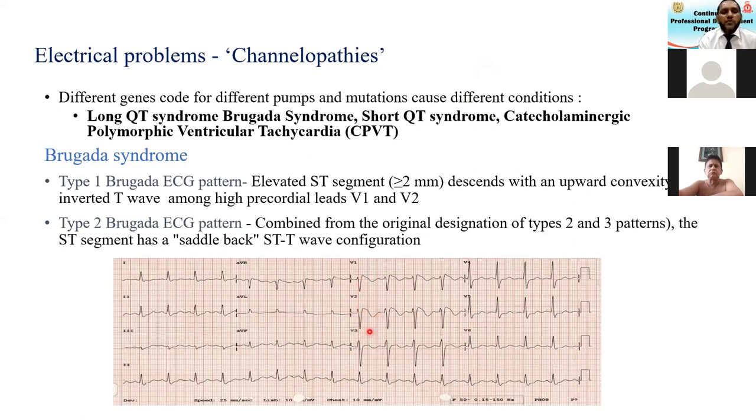In V1, V2, V3, there's an ST elevation, which could be either coved in type 1 or saddleback in type 2, followed by T inversion. It's a prominent feature, and you will also find some partial right bundle branch block features. Having a type 1 Brugada pattern with certain features is diagnostic. The type 2 Brugada pattern is not diagnostic of Brugada syndrome, unless the type 2 pattern is converted to a type 1 following class 1A drug induction. So it is important to note the type 1 Brugada pattern.